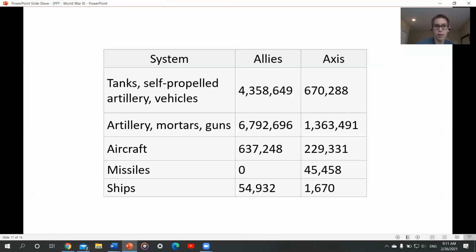And so these last two graphs are going to show us, first, perhaps why the Allies won. They had the advantage in technology. Tanks, the Allies have 3.5 million more tanks than the Axis powers. Artillery and heavy weaponry, heavy guns, they've got 5 million more. Aircraft, the Allies have 300,000 more. Not sure what's up with the missiles. And then ships, they've got 50,000 more. So a huge technological advantage for the Allies, US, England, France, Russia.